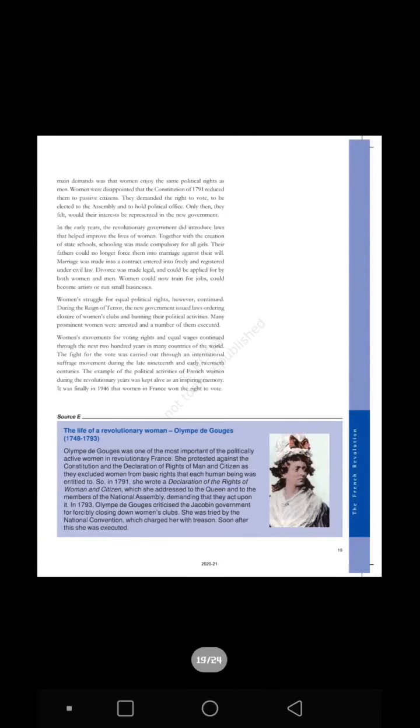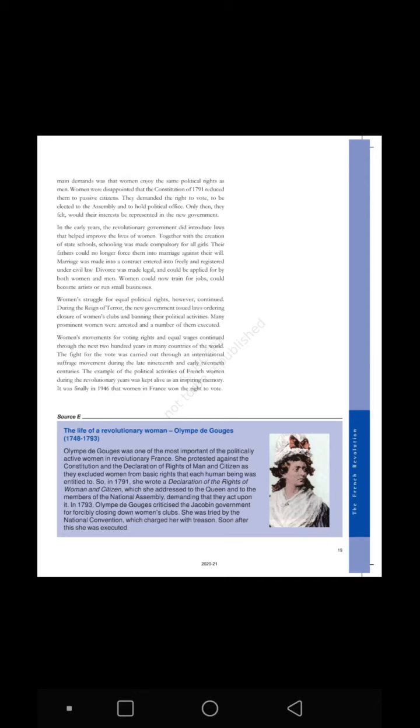One of their main demands was that women enjoy the same political rights as men. Women were disappointed that the Constitution of 1791 reduced them to passive citizens. They demanded the right to vote, to be elected to the assembly, and to hold political office. Only then, they felt, would their interests be represented in the new government.